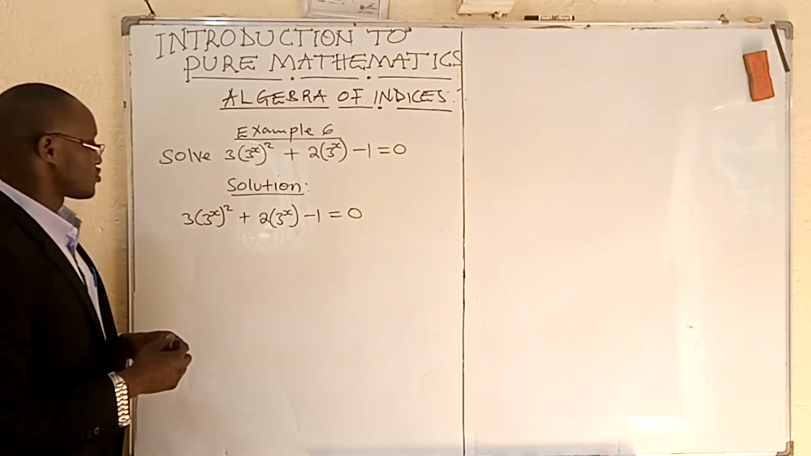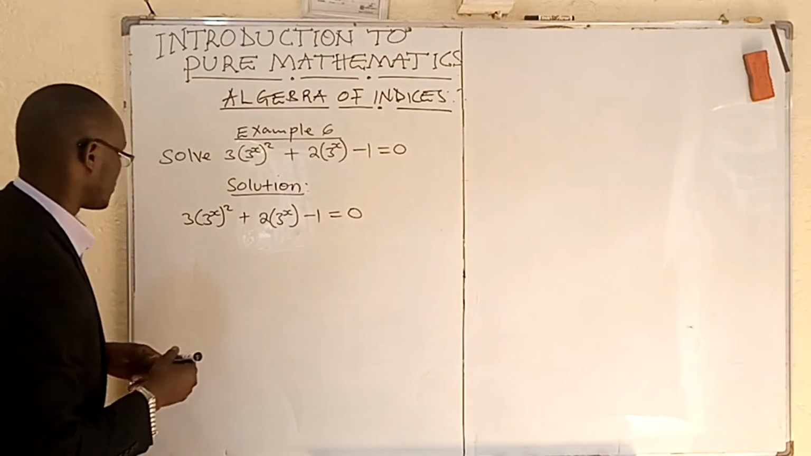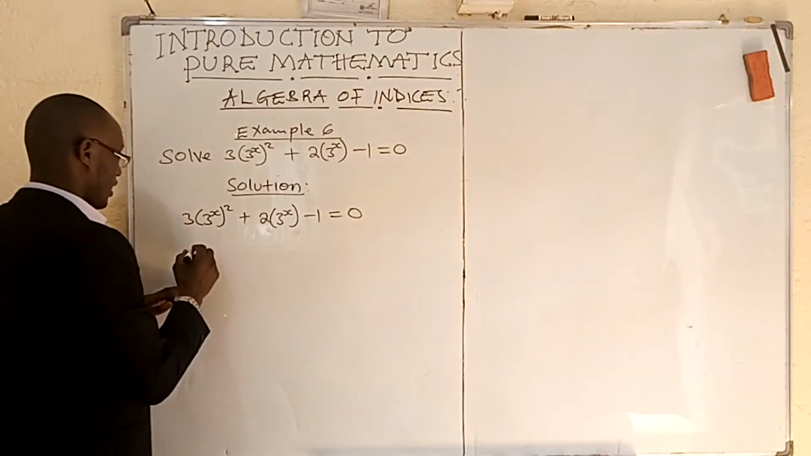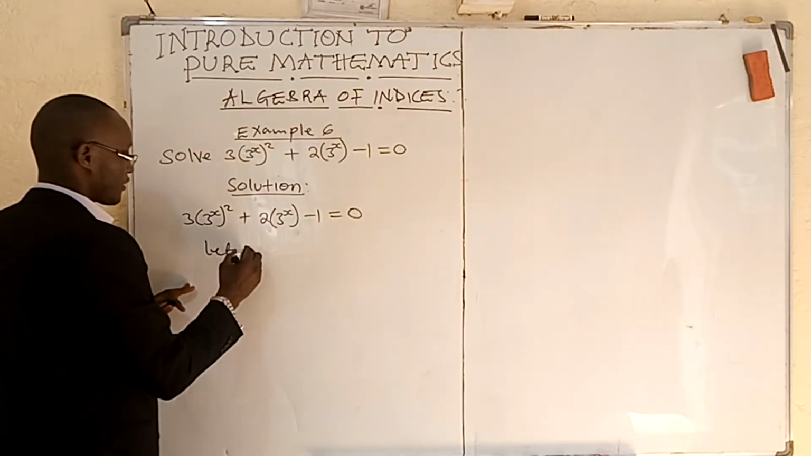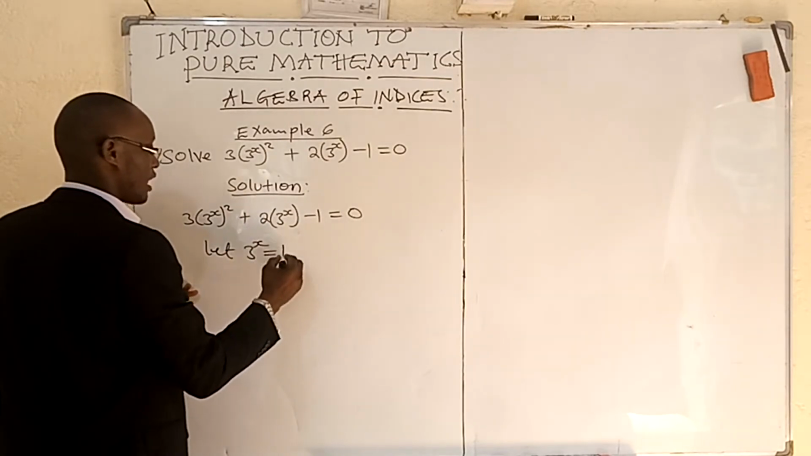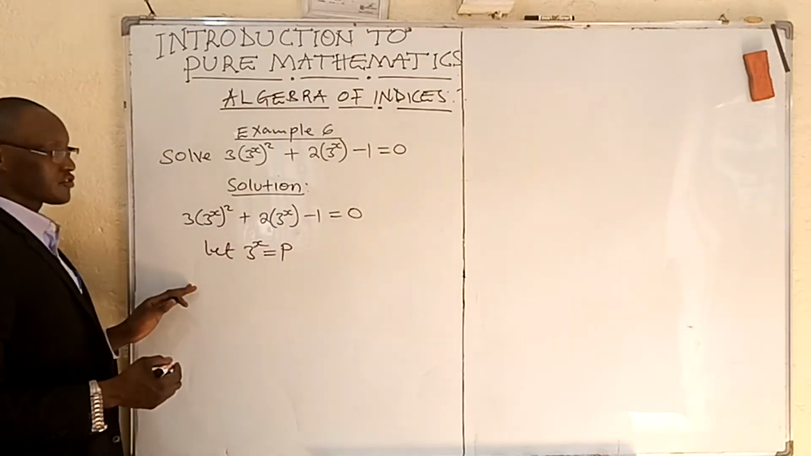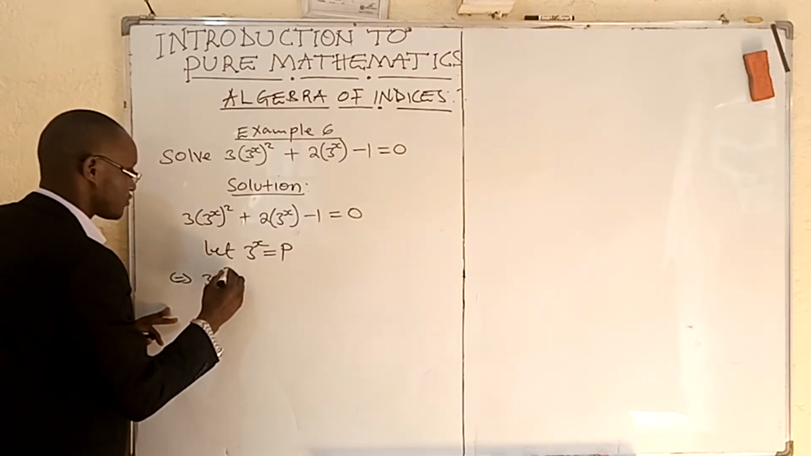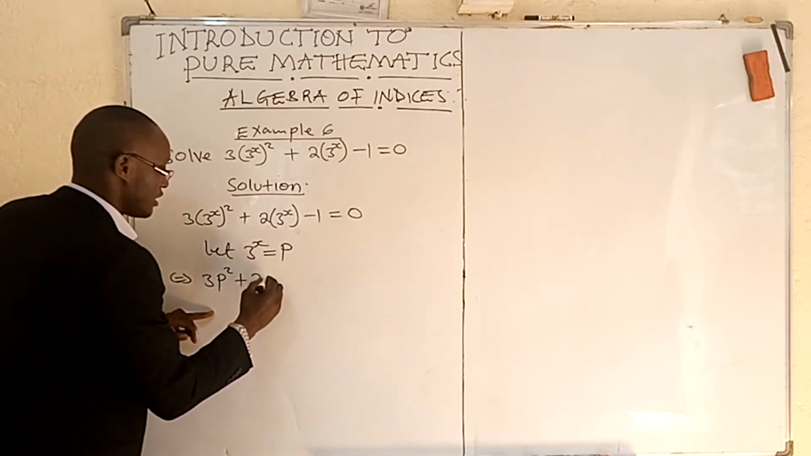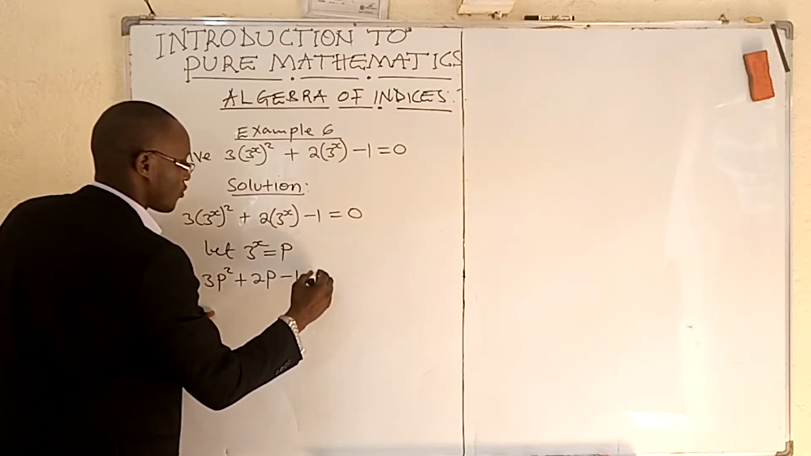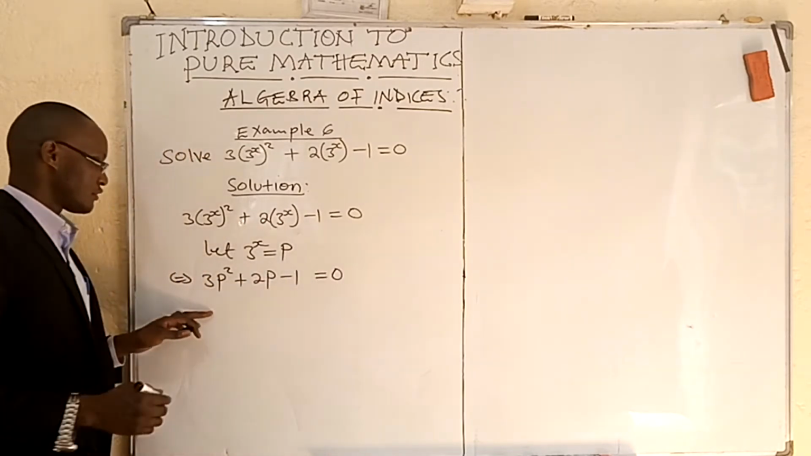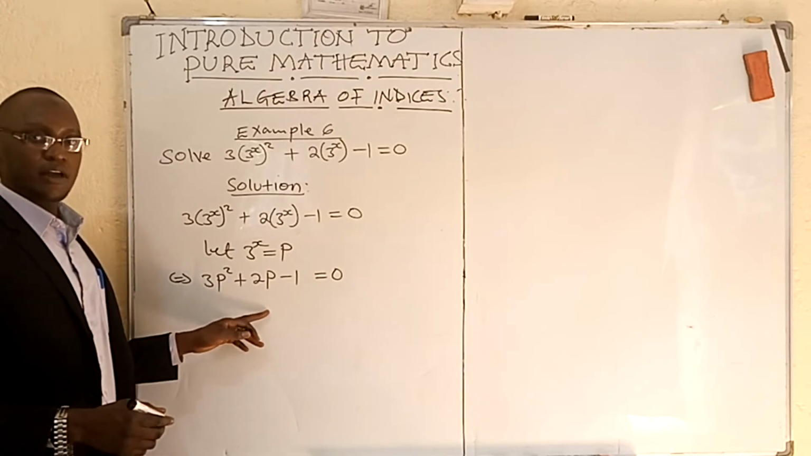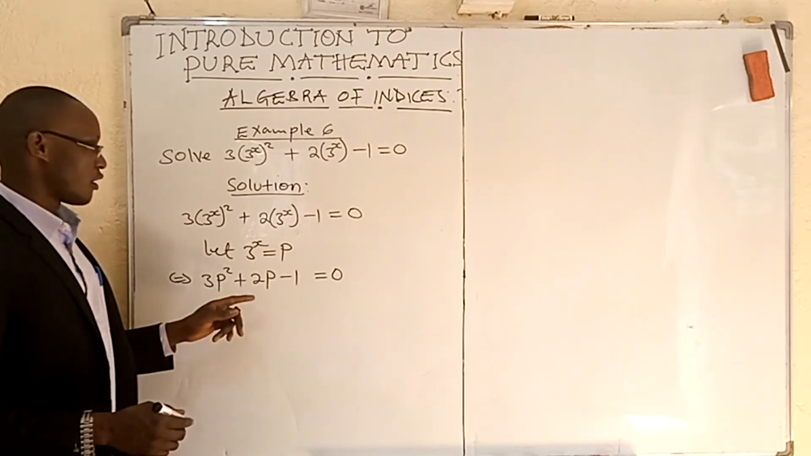It can be let to be one unknown. We can let it to be p. So we can let 3 power x become p. Where the 3 power x is, we shall put p. So this implies that I'm having 3p squared, then plus 2p, minus 1 is equal to 0. Since this is a quadratic equation, you can now factorize.